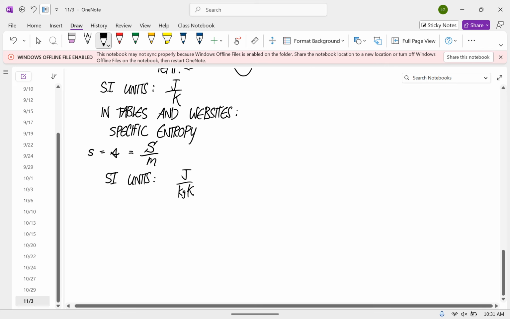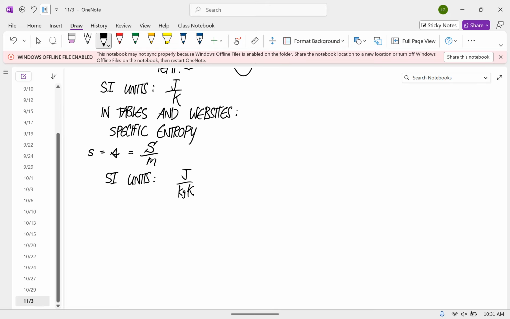So now we're going to talk about the first way that we can use entropy, the first calculation we can do involving entropy. And it comes from what are called the TDS equations.